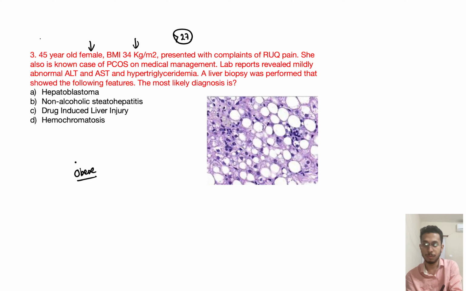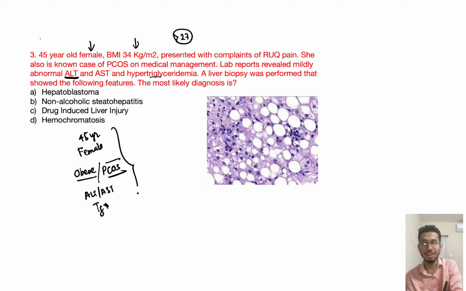Alright. So, a 45-year-old obese female patient presented with right upper quadrant pain, and she is also a known case of polycystic ovarian syndrome. Okay. So, PCOS, right upper quadrant pain, mildly deranged ALT and AST, and hypertriglyceridemia. ALT, AST mild change and increased triglyceride level, female, 45 years. Alright. Even liver biopsy was not mentioned. With these known risk factors, the disease can be easily identified.